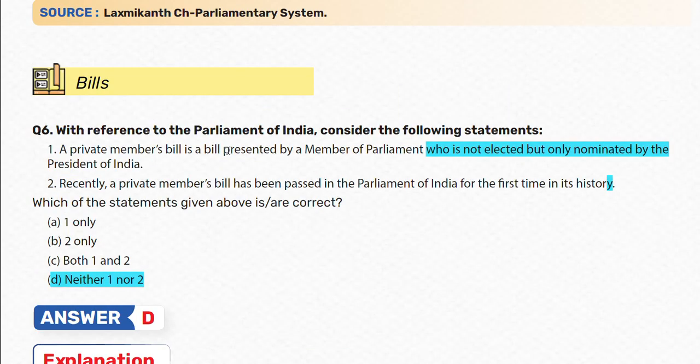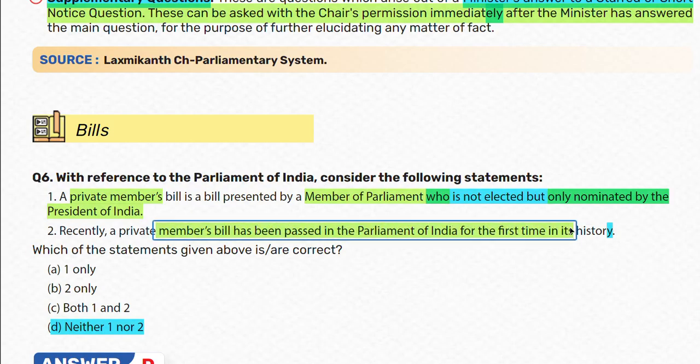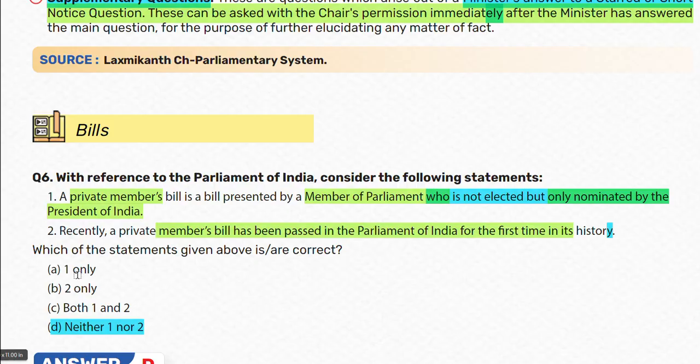Now, let us see question number six. With reference to the Parliament of India, consider the following statements. A private member's bill is a bill presented by a member of Parliament who is not elected but only nominated by the President of India. So this is incorrect. A private member is any member who is not a minister. So he or she can be a nominated member or an elected member, not only nominated. Recently, a private member's bill has been passed in the Parliament of India for the first time in history. No, this is totally incorrect.